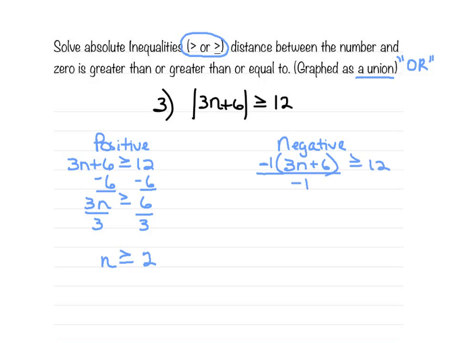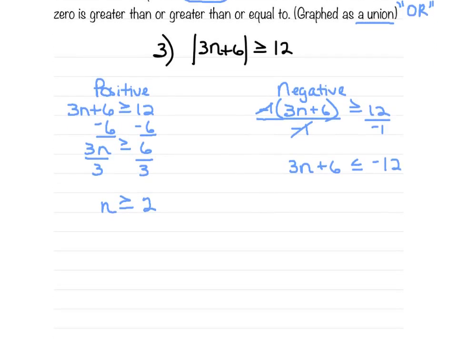We're going to divide both sides by negative 1 to get rid of that. But when we divide by a negative, we have to flip the inequality. So let's bring this down. 3n plus 6 is less than or equal to negative 12. Let's subtract 6 on both sides. We have 3n is less than or equal to negative 18. We'll divide by 3 on both sides, and n is less than or equal to negative 6.